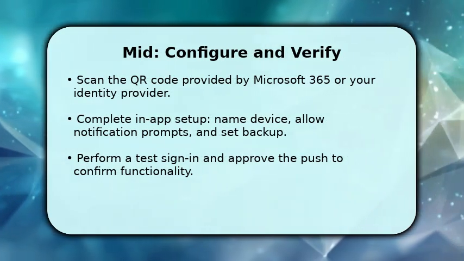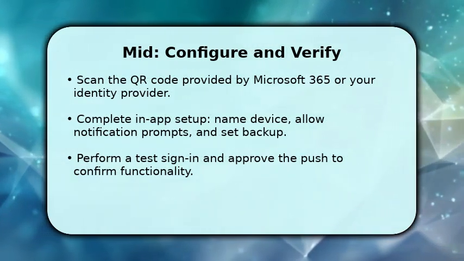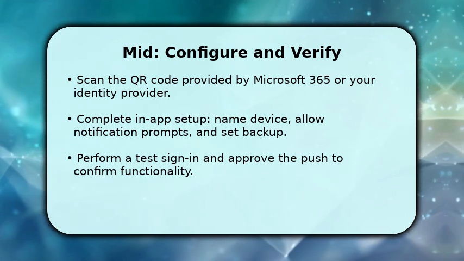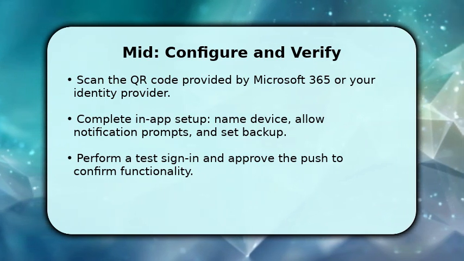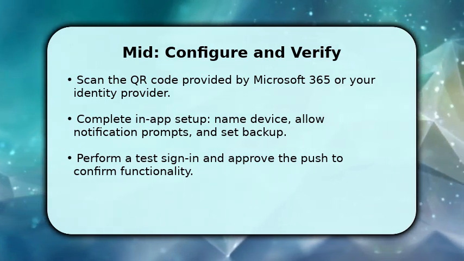Scan the provider's QR code or manually enter the setup key so the app creates a time-based code. Make sure to name the account and enable cloud backup. This saves your credentials in case you replace the phone.